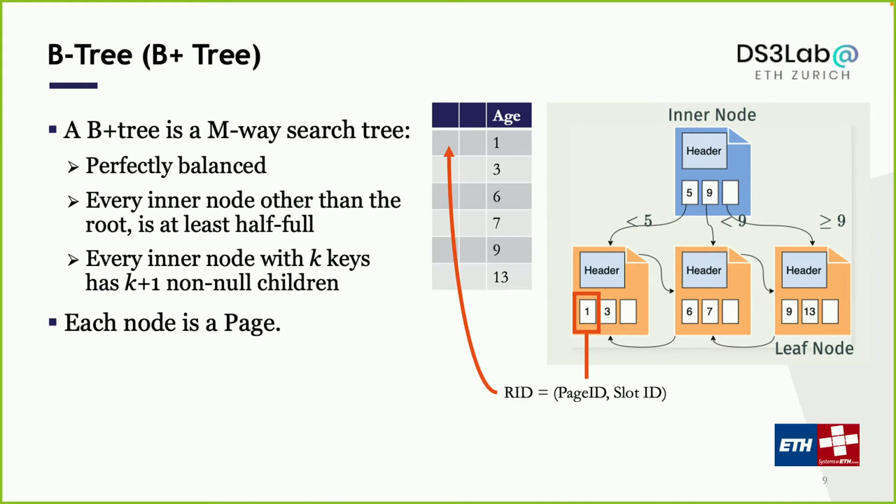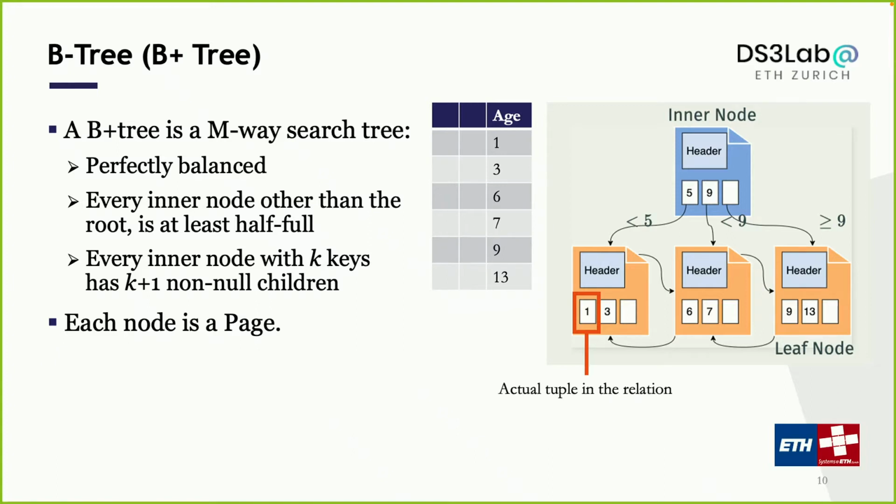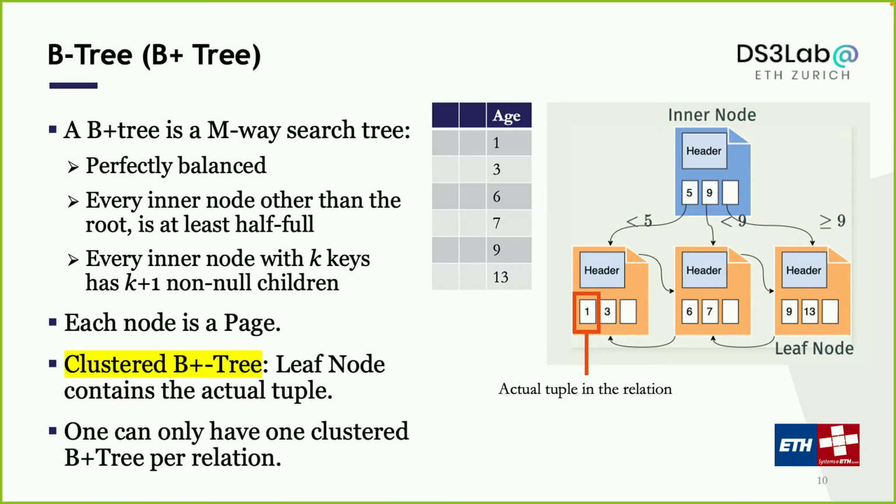There are different types of B+ tree. One type is called unclustered. In this case, inside the leaf node, you store a pointer, like a record ID, the page ID and the slot ID, back to the original relation to make sure you know where to find it. Or you can just store all those actual tuples in your leaf node. If you do that, you get a clustered B+ tree.